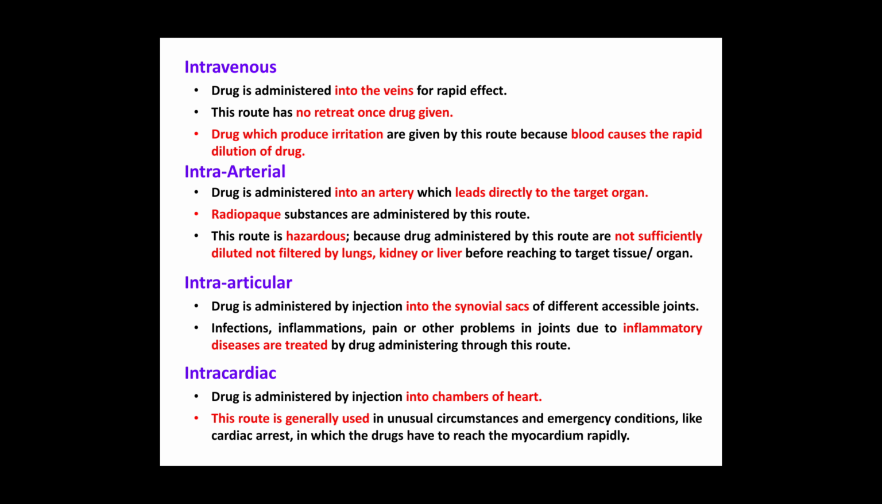The next route is intracardiac route. In intracardiac route, drug is administered by injection into the chambers of heart. This route is generally used in unusual circumstances or in emergency conditions like cardiac arrest, in which the drug has to reach the myocardium as early as possible or rapidly.